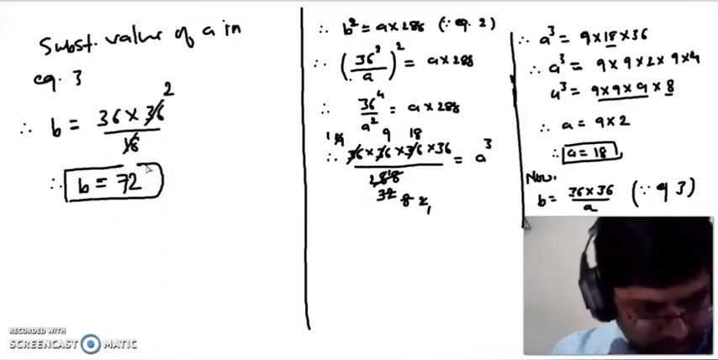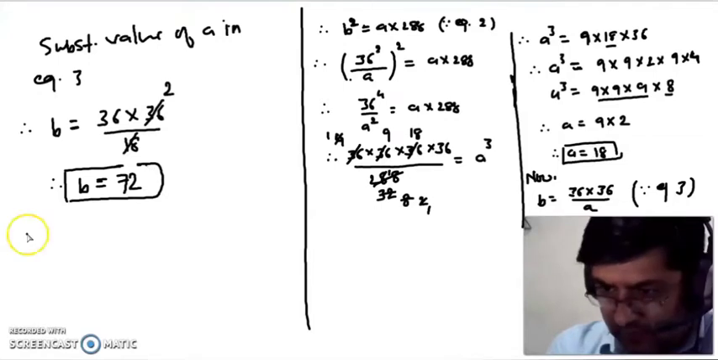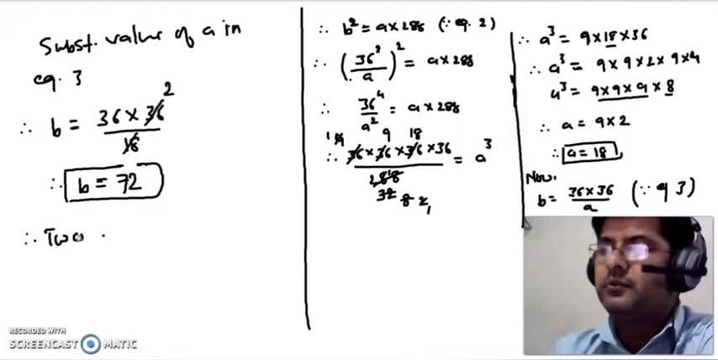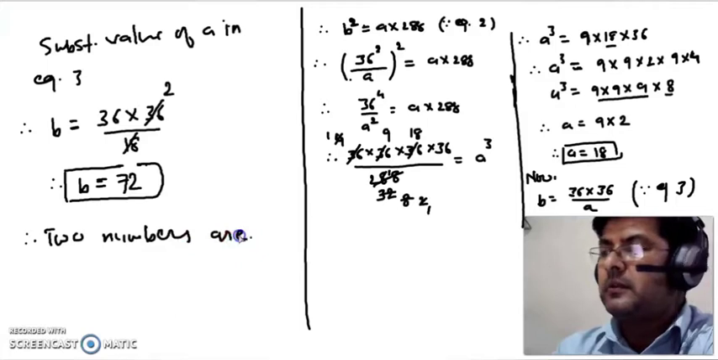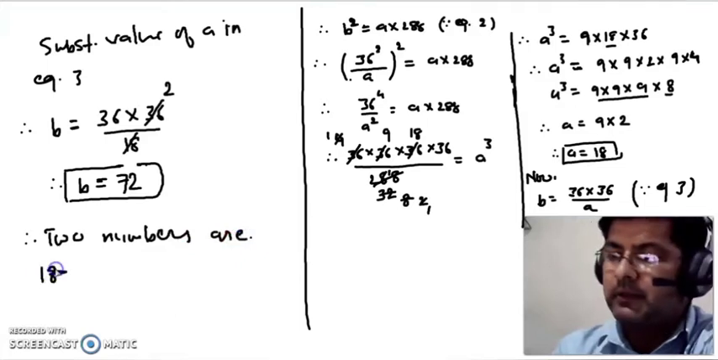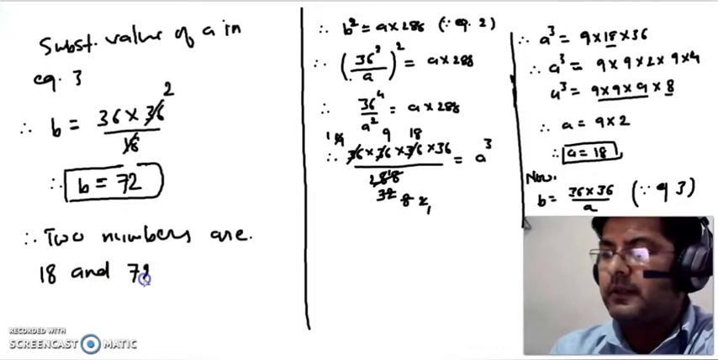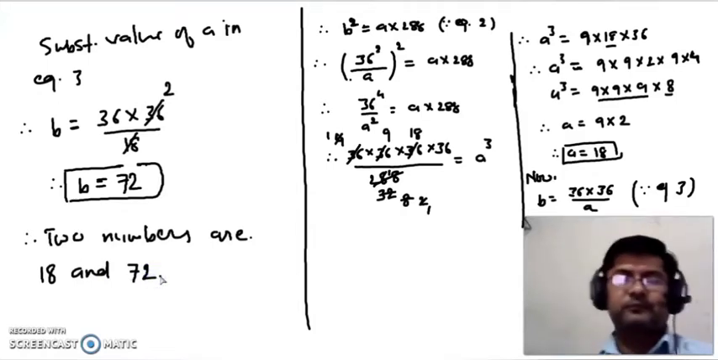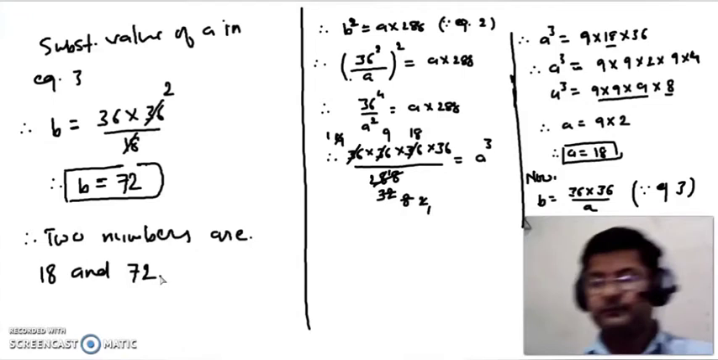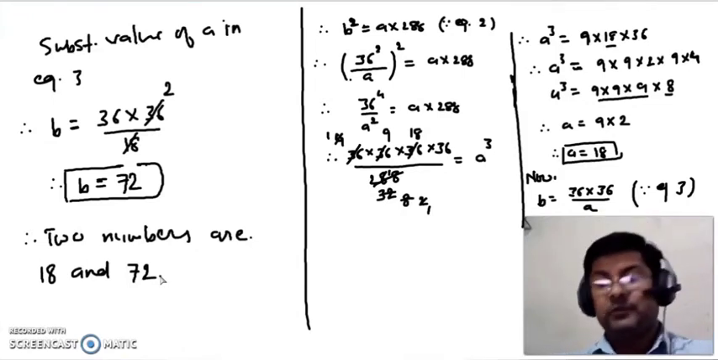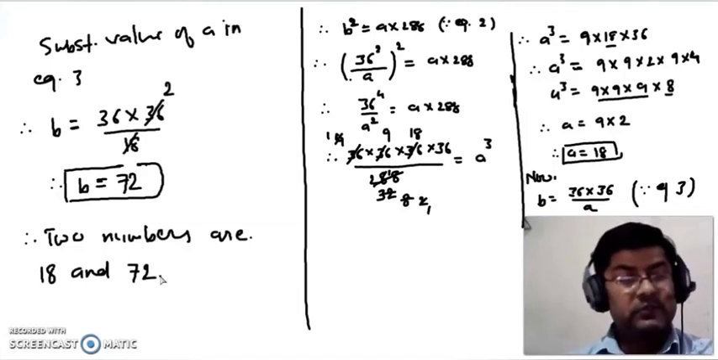And obviously, finally we will write down a statement: therefore the two numbers are 18 and 72. Clear? Okay, so we have completed question number 11, and now we will start question number 12.